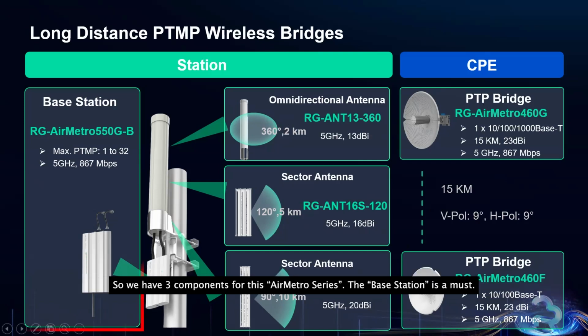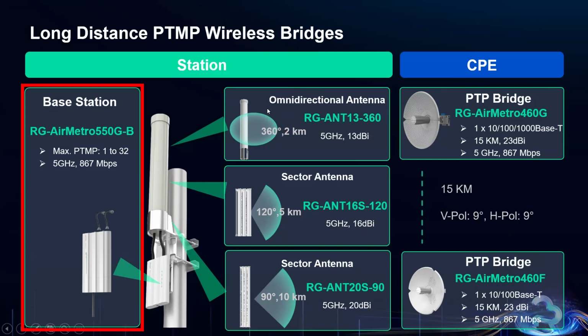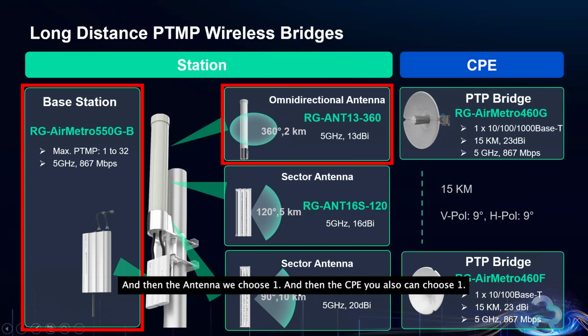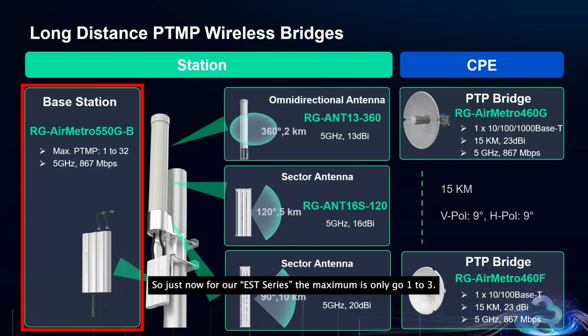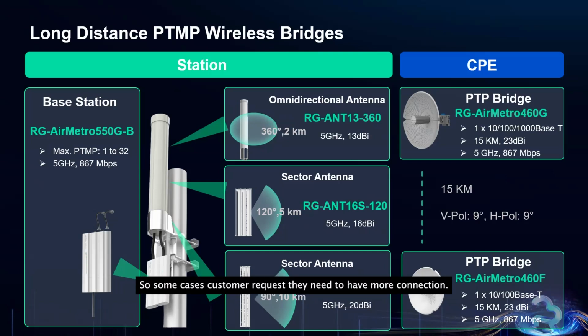So we have 3 components for this AirMetro series. The base station is a must. For the antennas you choose 1 out of 3, and for the CPE you can choose 1 out of 2. The difference is that this AirMetro series is able to connect up to 32. For our EST series, the maximum is only 1 to 3. In some cases customers request more, so we can propose this base station and antennas, which can go up to 1 to 32.